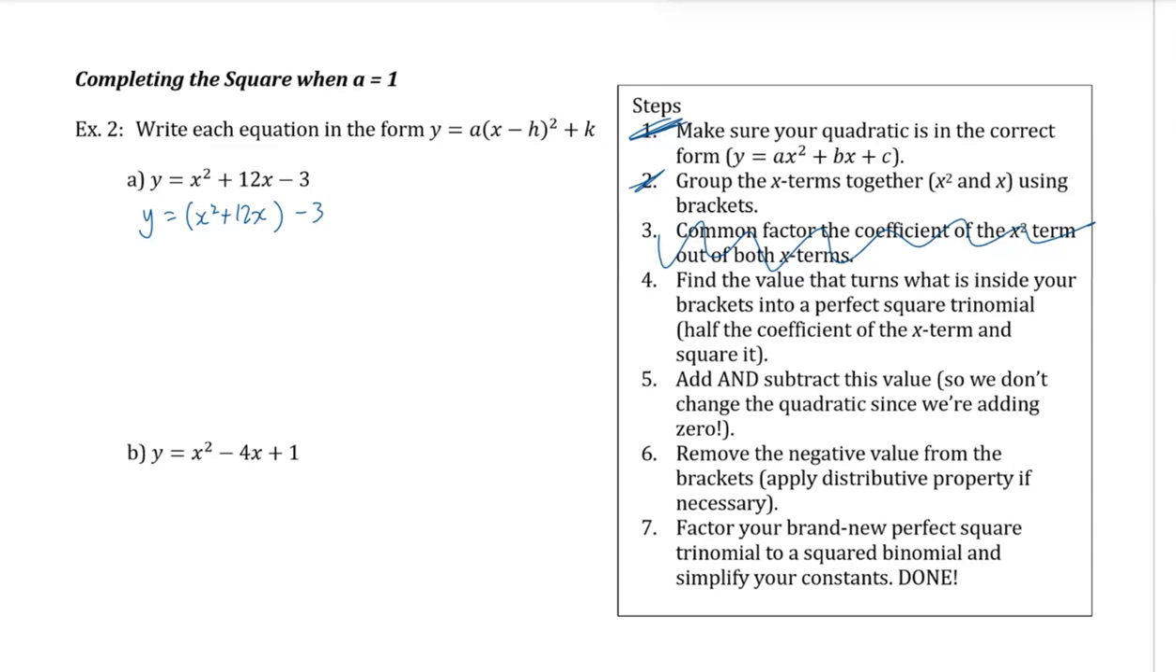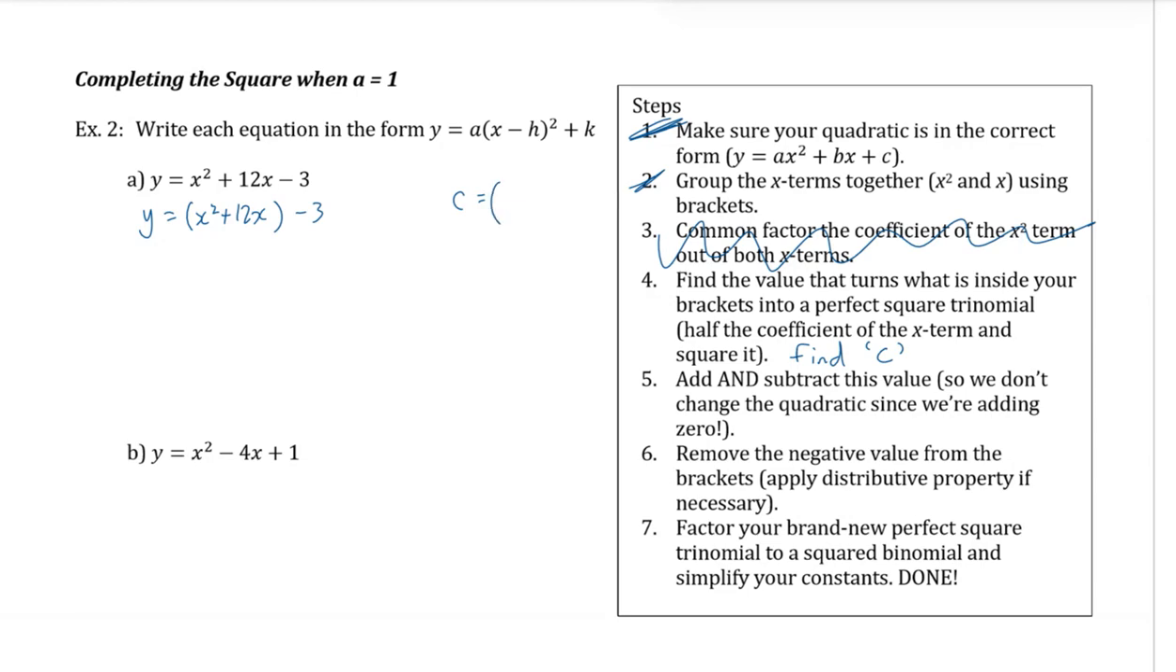Step 4, find the value that turns what is inside your brackets into a perfect square trinomial. This is find C from the last example. Find that C. Who remembers, or maybe this is a better question, who already forgot how to do it? It's only been like 2.5 minutes. Who remembers how to do it? Mohammed, do you want to do it for me? What do you write?